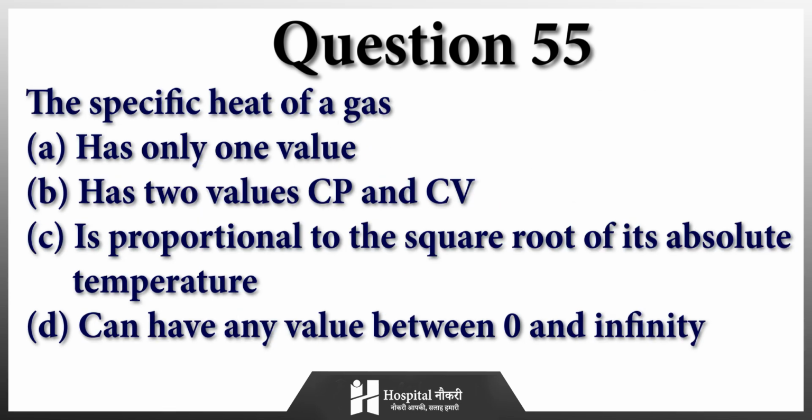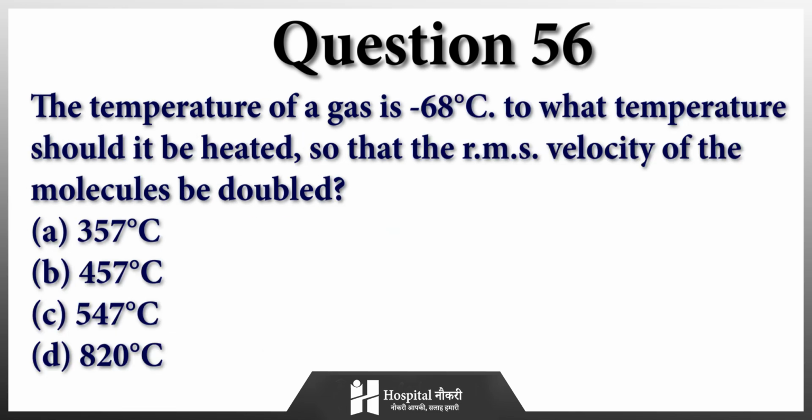Next question is, the specific heat of a gas A, has only one value; B, has two values Cp and Cv; C, is proportional to the square root of its absolute temperature; D, can have any value between 0 and infinity. The correct option is D, can have any value between 0 and infinity. Next question is, the temperature of a gas is -68 degrees centigrade. To what temperature should it be heated so that the RMS velocity of the molecules is doubled? 357 degrees centigrade, 457 degrees centigrade, 547 degrees centigrade, 820 degrees centigrade. Correct option is C, 547 degrees centigrade.